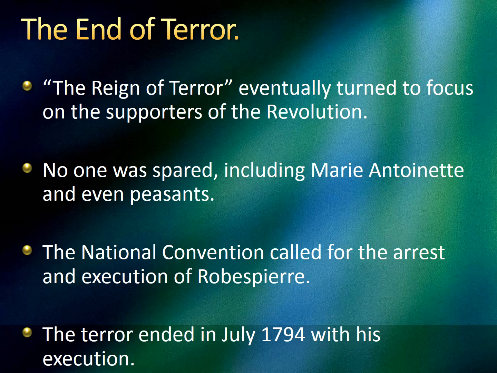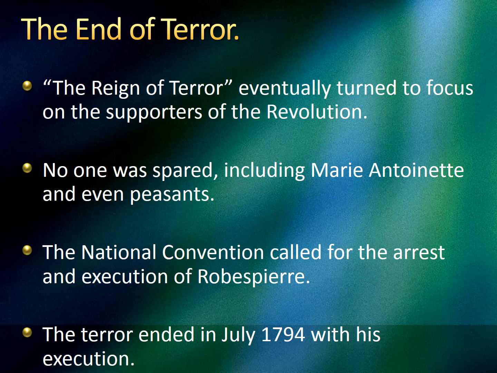So, the end of terror. The Reign of Terror eventually turned to focus on the supporters of the revolution. So even people who had supported the revolution, if you didn't agree with Robespierre or his radical views, you were pretty much sent to trial and executed. And like I said earlier, no one was spared, including the former Queen Marie Antoinette, and even peasants, people who had stormed the Bastille and called for revolution. Even some of these people are going to be executed.